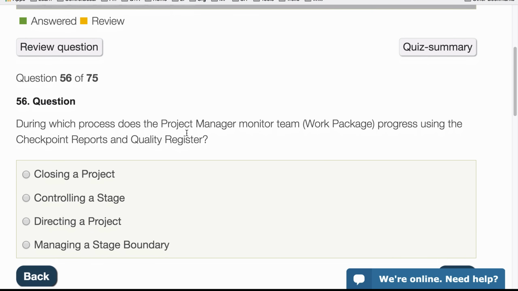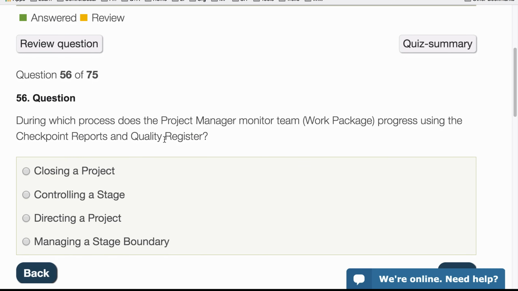During which process does the project manager monitor the team progress using the checkpoint reports and the quality register? Well, the project manager is always in the controlling a stage process while they are communicating with the team manager. So it has to be this one. It would be confusing if managing product delivery was here, but it's not, so that's where the project manager is sitting.